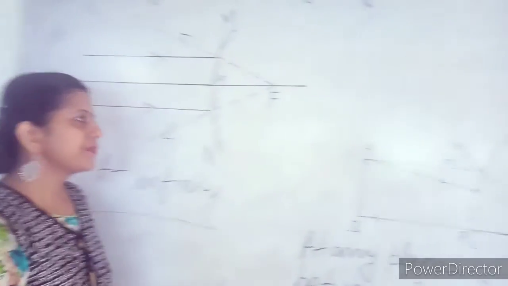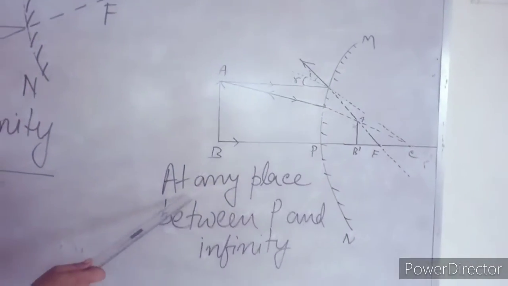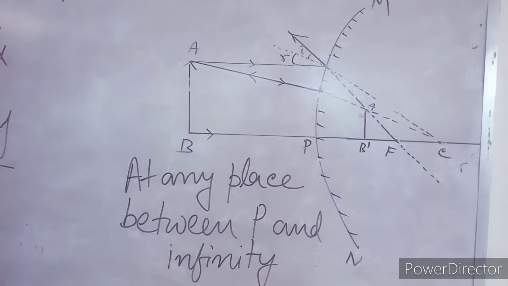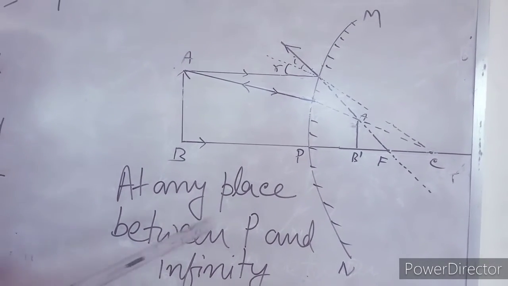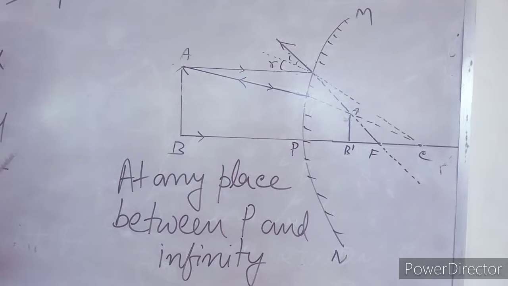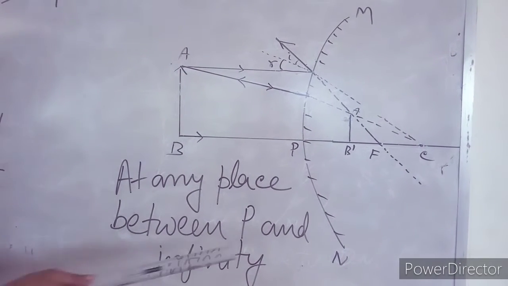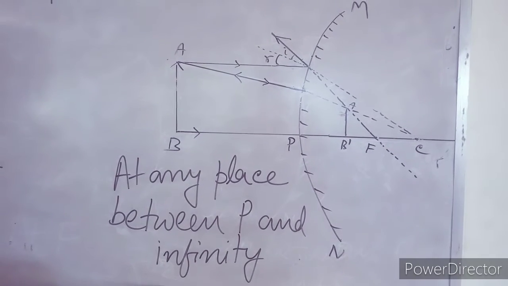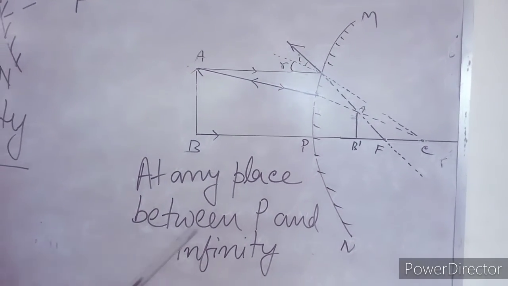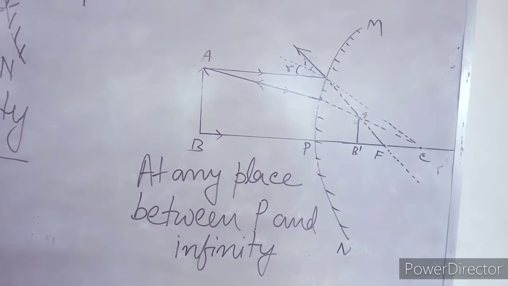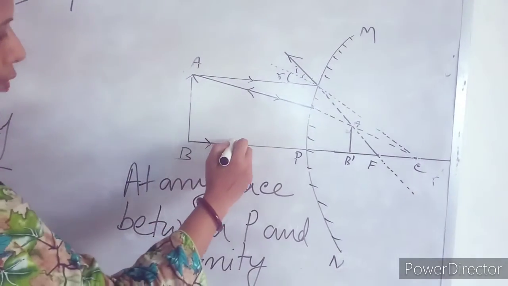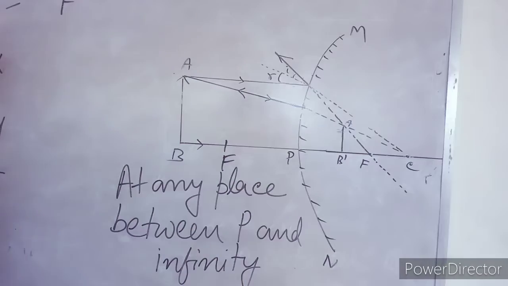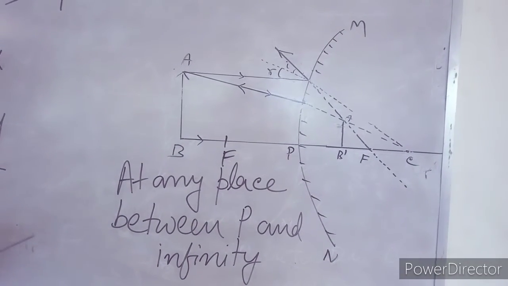Second case is other than infinity, at any place between P and infinity. Whatever may be the place of the object in between P and infinity, my image will be of same nature and same kind. Suppose I have taken the object here, maybe my focus is here. If I take the object here also, then also the same kind of image will be formed.